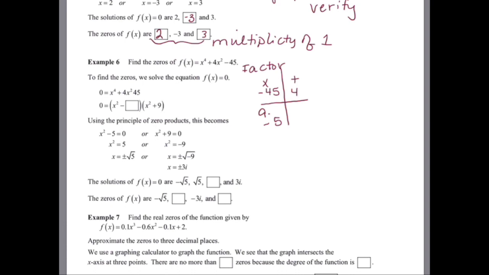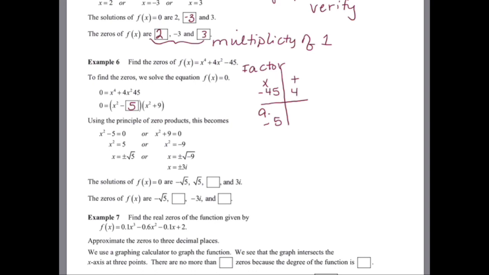Notice then that I'm going to use x squared minus 5 and x squared plus 9. If I were to distribute this, I would take x squared times x squared, which would give us our x to the 4th. x squared times 9 is 9x squared, again obtaining that middle term value. Now that we have it factored, we can't factor any further.